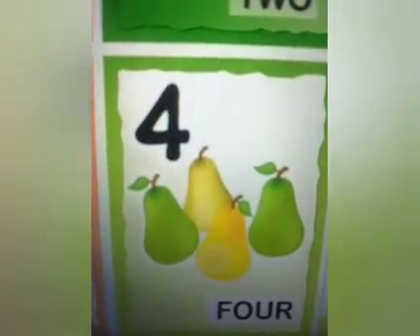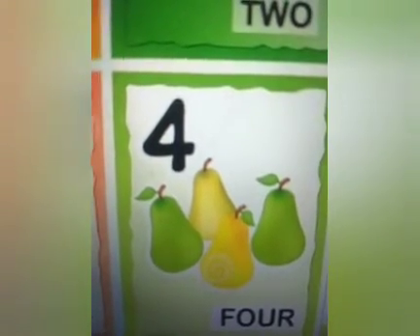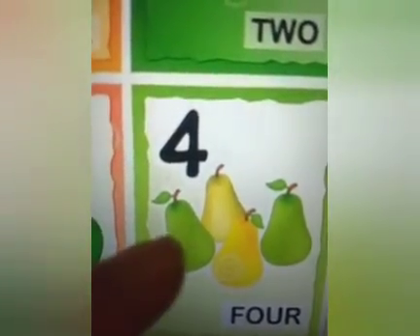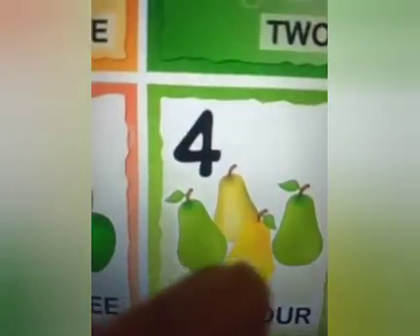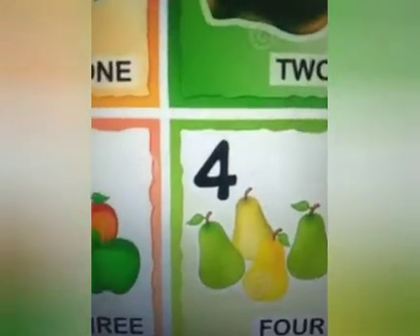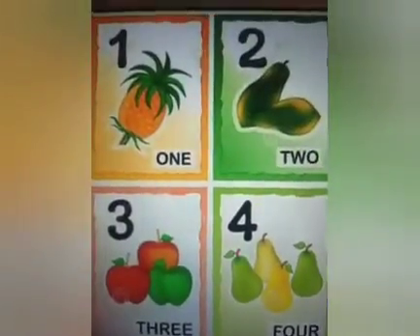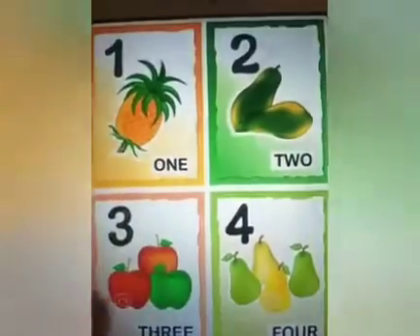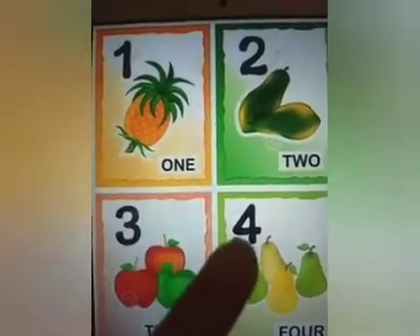Okay, so we have some pears over here. So which number is this? First we can recognize the number and then count. The number is 4. And how many pears can you see here on this card? 1, 2, 3 and 4. Yes, so we recognize the numbers 1, 2, 3, 4.